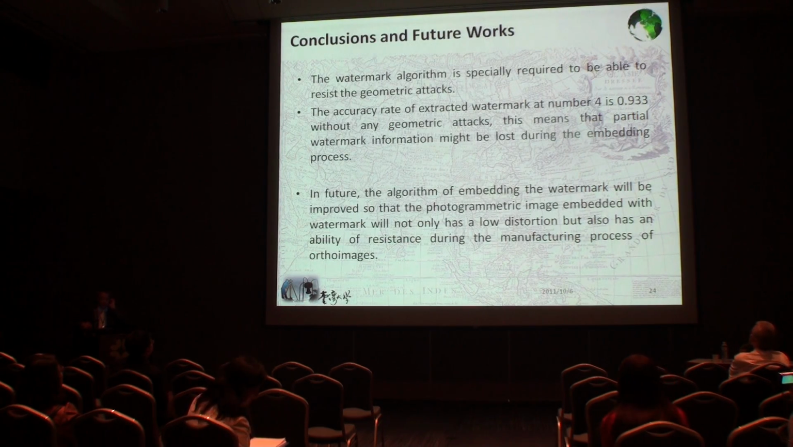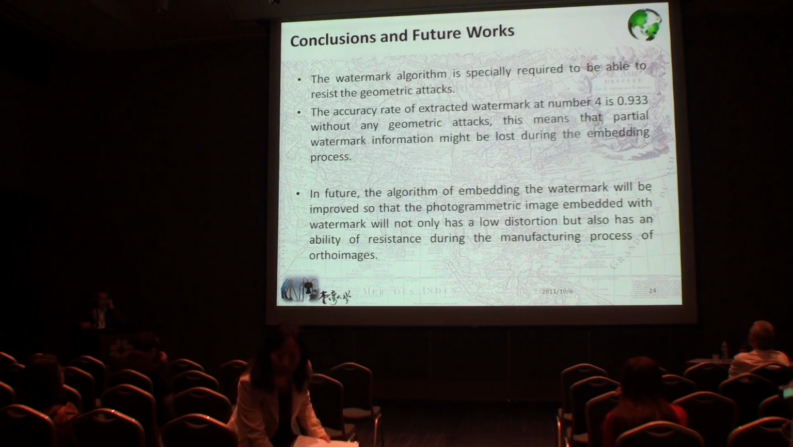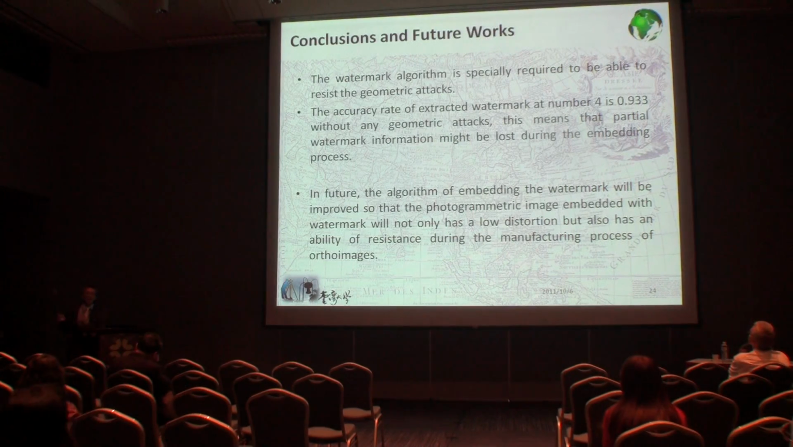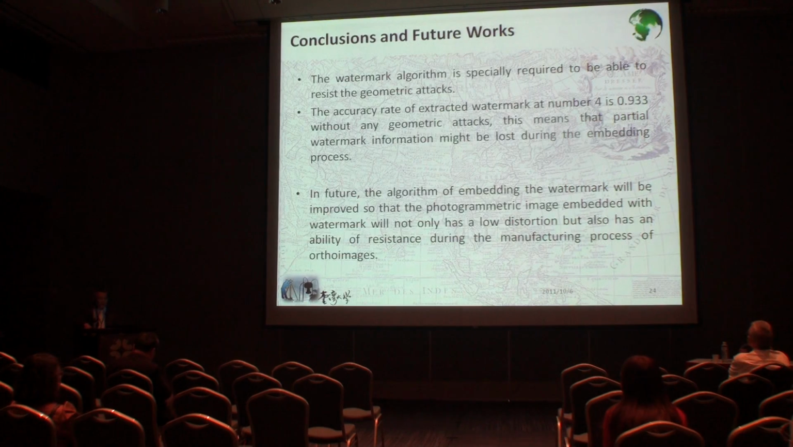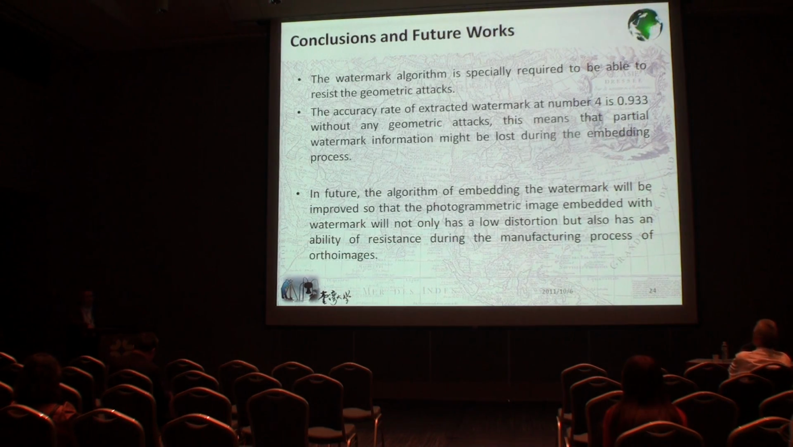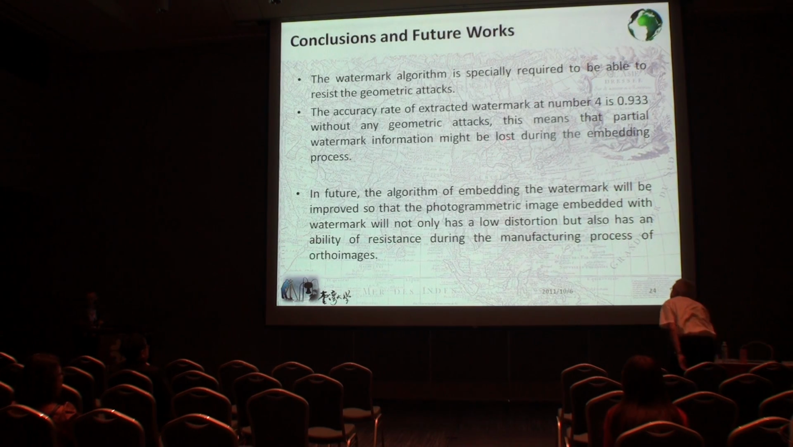So the watermark algorithm is especially required to be able to resist geometric attacks when someone takes the image to do some image processing. And the accuracy rate of the extracted watermark at number 4 is 0.9, which is a good result for image robustness. In future, the algorithm for embedding the watermark will be improved so that the photogrammetry image embedded with the watermark will not only have low distortion, but also the ability to resist the manufacturing process of photogrammetric images. And this is all of my presentation.